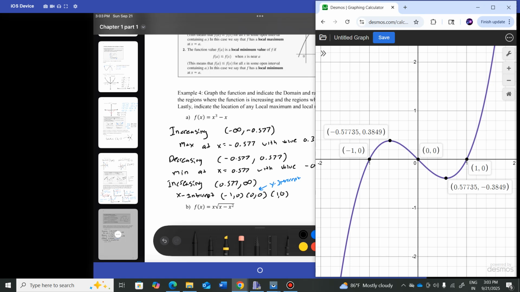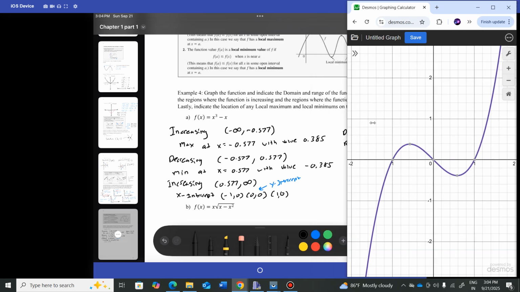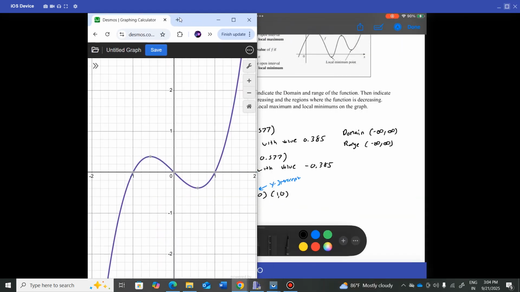And then just to kind of, since we've already introduced this: domain, all row numbers; range, all row numbers. And then move my graph over here, put it on the side.